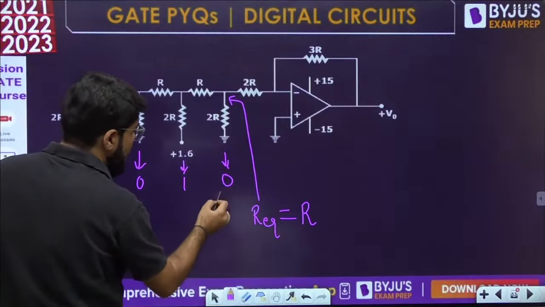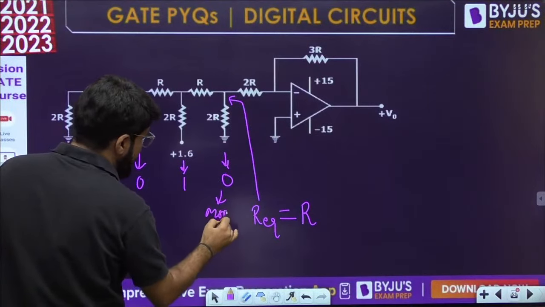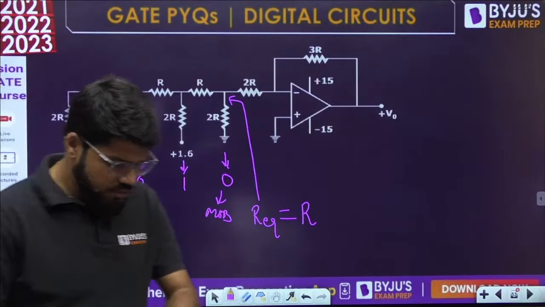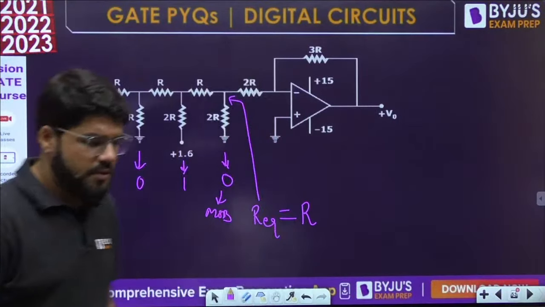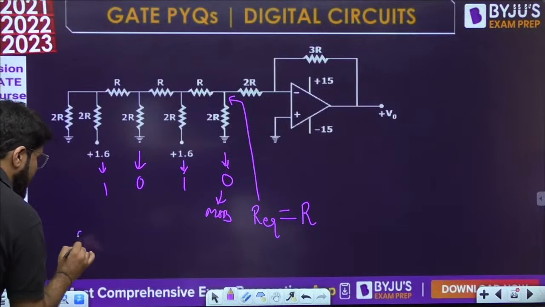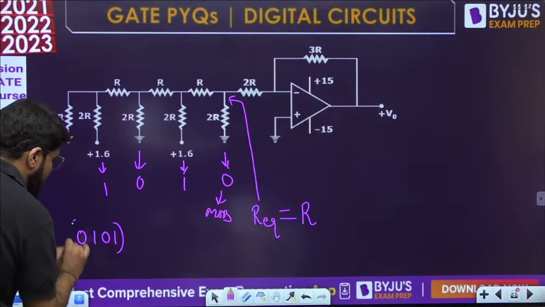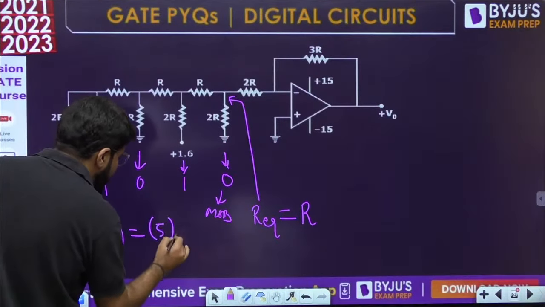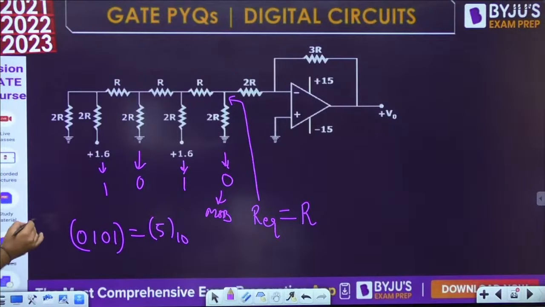We know that this bit corresponds to the MSB. So what is the input? I can call it 0101, which is 5 in decimal. That is the binary input being fed.